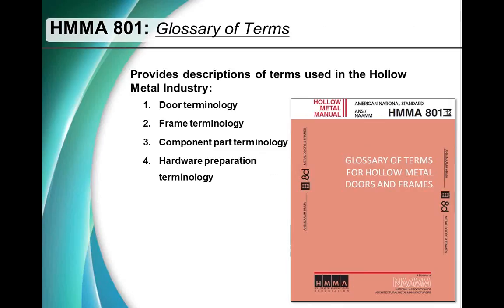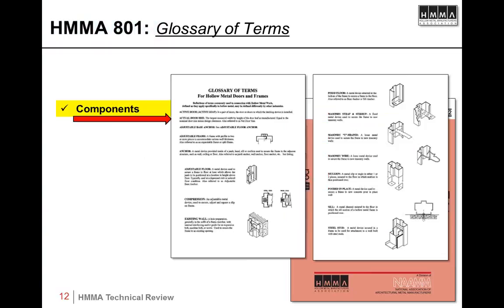HMMA 801 is a glossary of terms used in the industry. This is one of the ANSI standards promulgated by HMMA, and it goes through the ANSI canvassing process for approval. So this is really reviewed by a lot of different industries. HMMA is basically a dictionary or a guideline for the terms used in this product category.